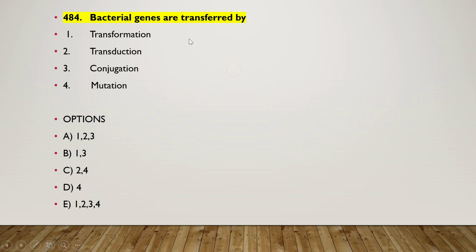So next one is, bacterial genes are transferred by transformation, transduction, conjugation or mutation. So right answer is option A. That is, first three options are correct. So bacterial genes are transferred by transformation, transduction, conjugation.